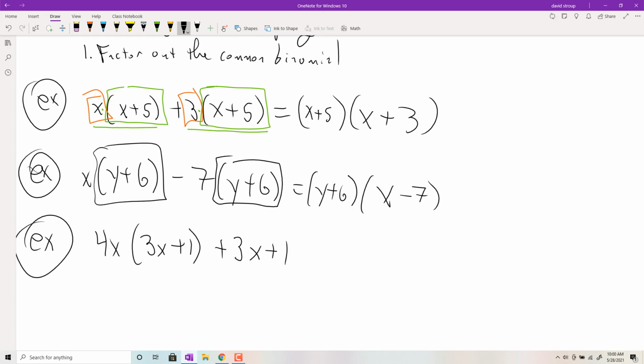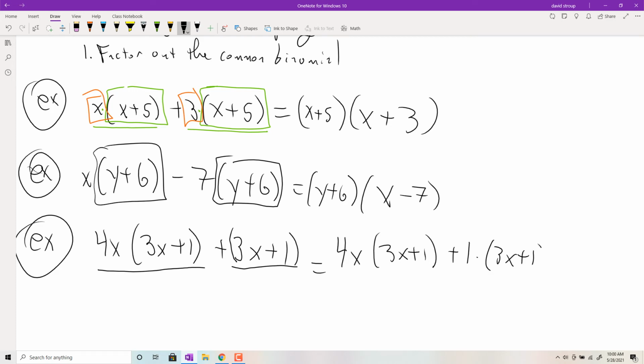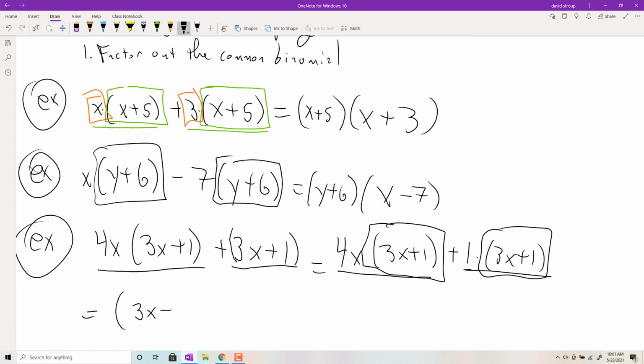Okay, maybe this one isn't as clear, but you could kind of group or associate terms together, right? So you consider 4x times 3x plus 1 as one term, and 3x plus 1 as another term. You could put parentheses around them like this. And then you could rewrite this as 4x times 3x plus 1, times 3x plus 1. And you see, all right, these two guys have a common factor of 3x plus 1. So I could factor that out of both terms, put that in front. And then the leftover parts, the 4x plus 1. And that's it.